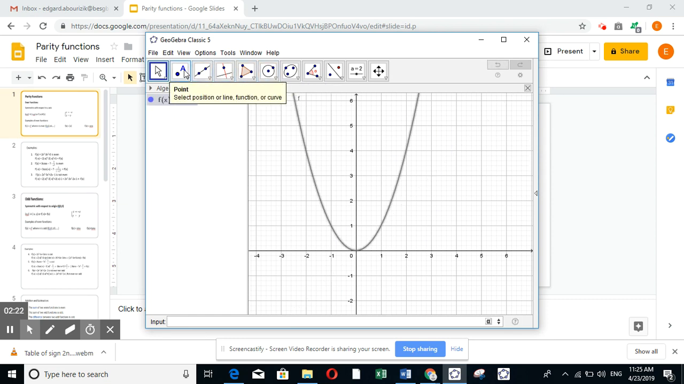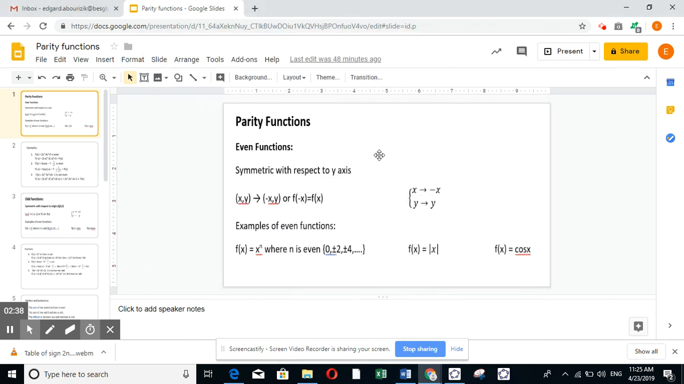Let me do the same example that I did before. If you pick a point here and you do the symmetry with respect to that line, you have a point opposite. These two points have the same y, but the opposite x. So this is called an even function. From now on, if you replace x by minus x and you keep y as it is, nothing will change, it is an even function.